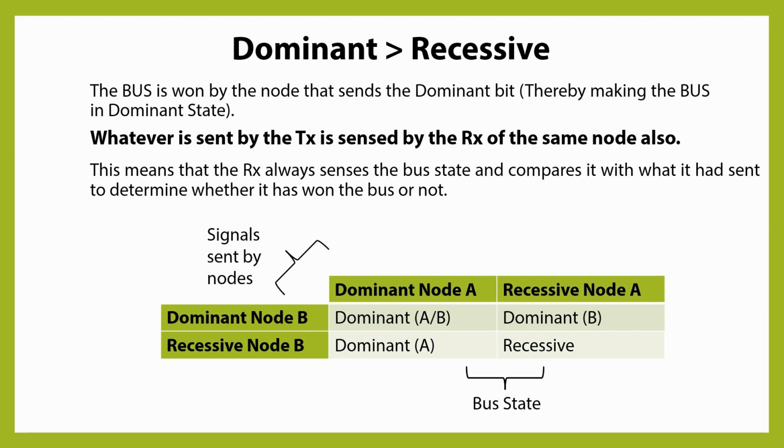Because two nodes can simultaneously send dominant, we don't know which has won the bus. Moving forward, node B sends dominant and node A sends recessive. The dominant signal given by node B will win the bus. Going down, node B gives a recessive signal and node A gives a dominant signal. The dominant signal given by node A will win the bus. When both are giving recessive signals, it doesn't matter. Nobody is winning anything. Okay, so moving forward.